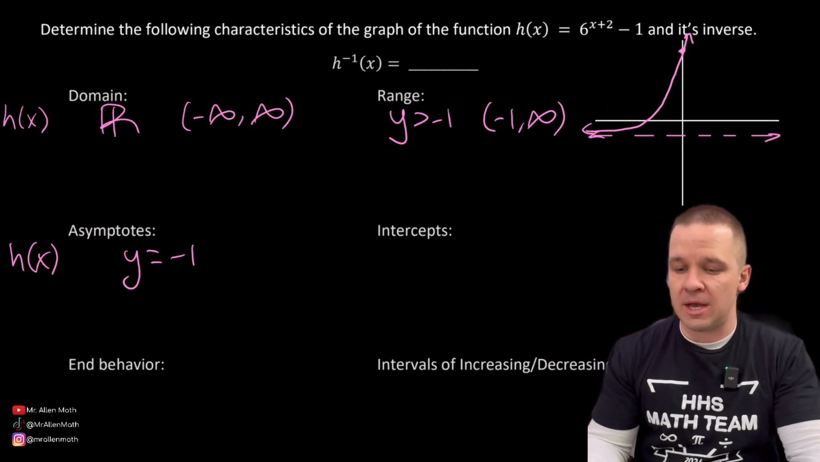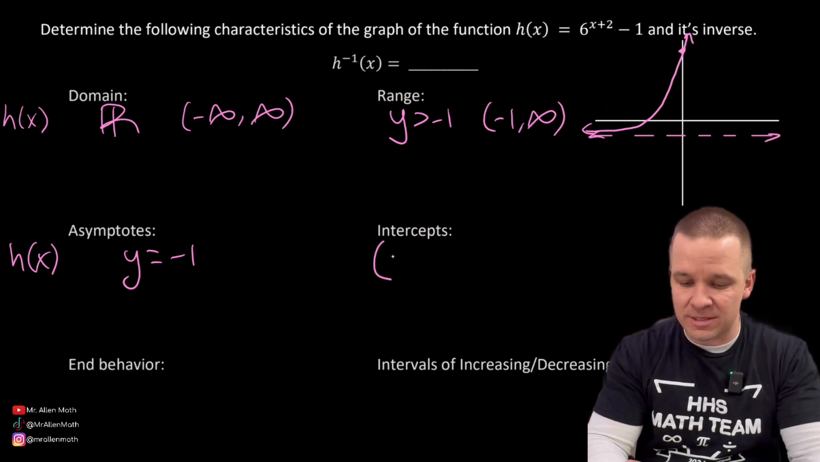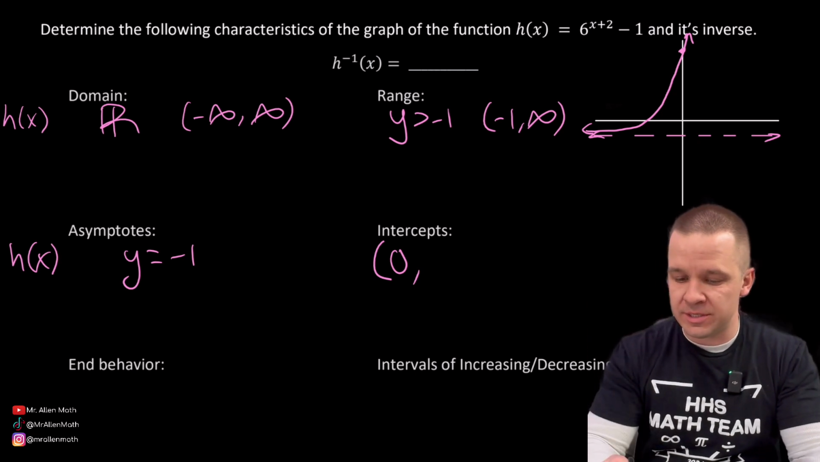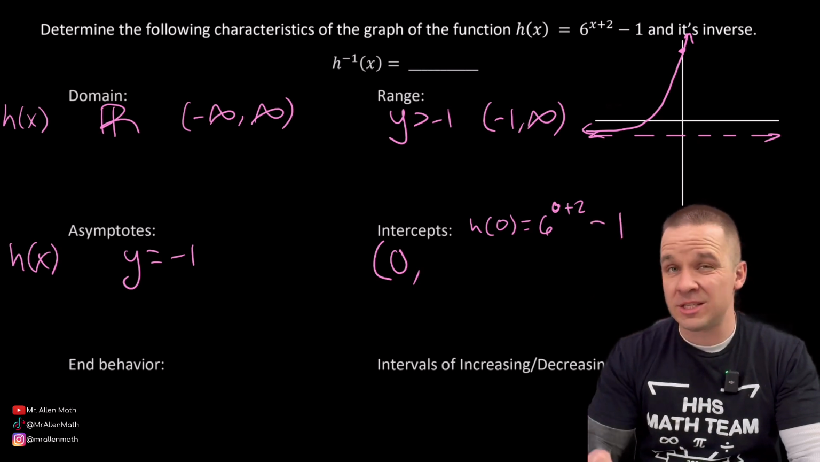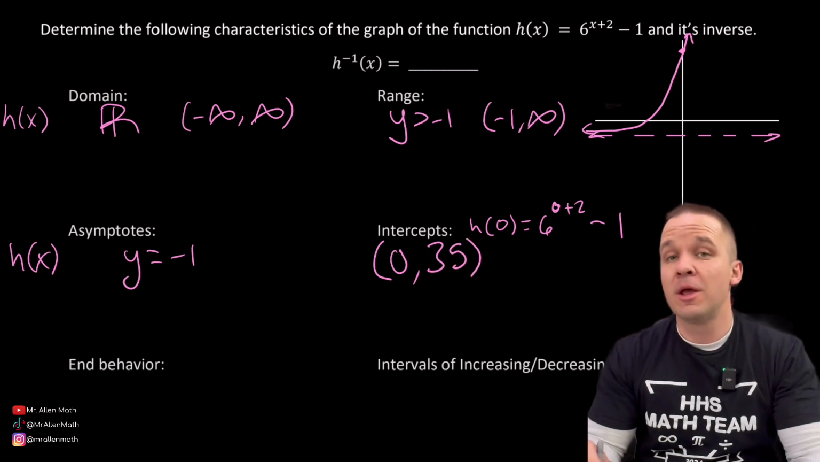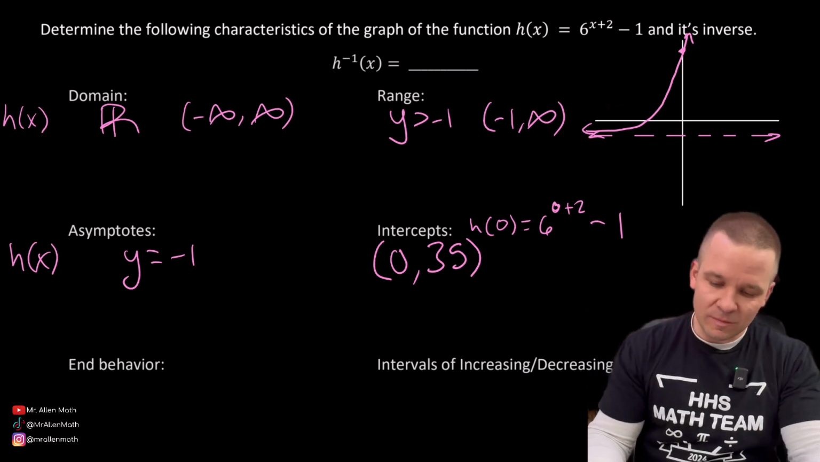How about my intercepts? Well, we actually just talked about this. If I plugged in 0 for x, I get 6 squared, which is 36. I'll even write this off to the side here. h of 0 equals 6 to the 0 plus 2, minus 1, so that's going to be 36 minus 1, which is 35. Did I say 32 earlier? I don't remember what I said. It's 35, though. All right.